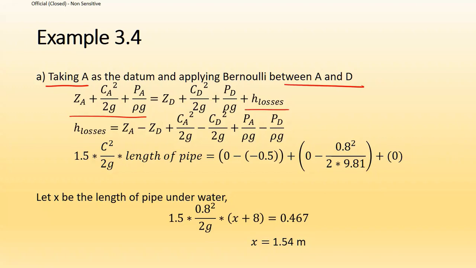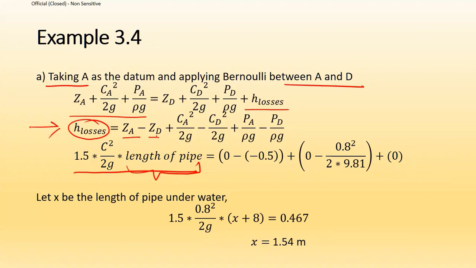The length that we need is actually hidden in H loss, because when we look at the H loss formula, it is 1.5 c squared over 2g times the length of pipe. So the unknown is hidden in this length of pipe. So we make H loss the subject, and the rest I put on the right hand side.